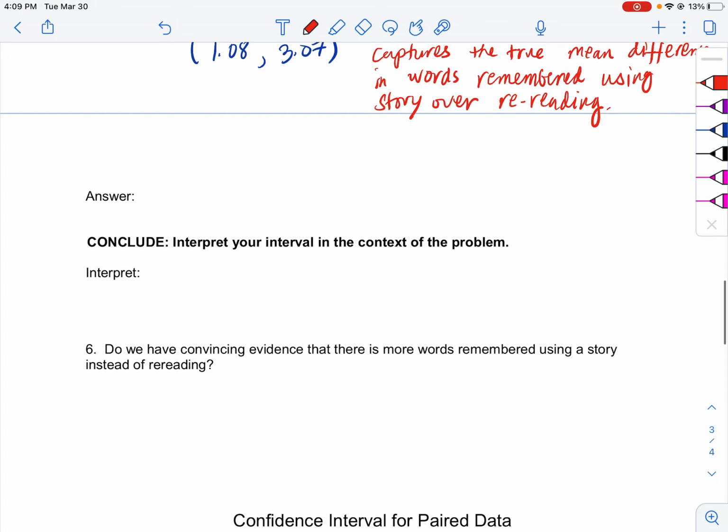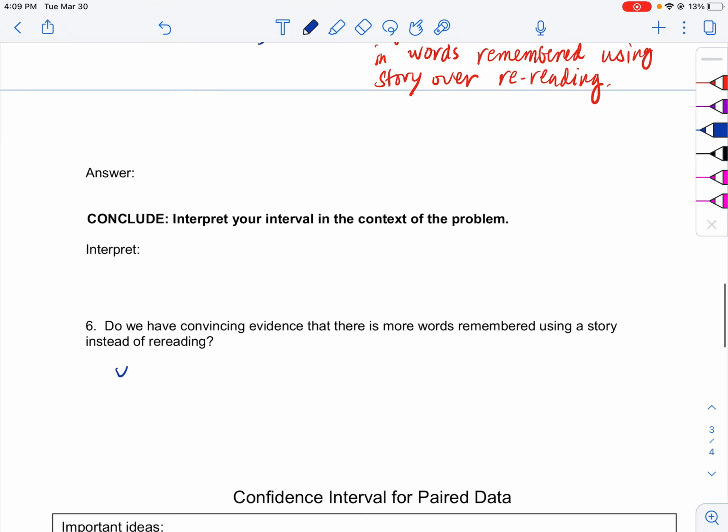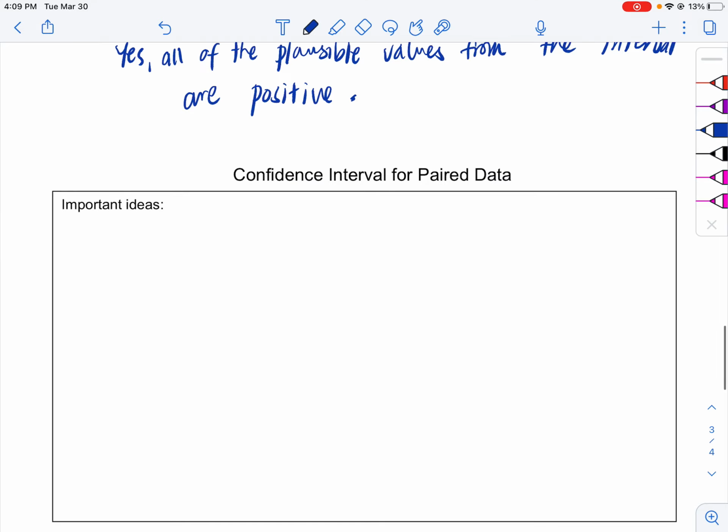Of course, we have that evidence because both of our interval, they're both positive. So, yes, all of the plausible values from the interval are positive. Okay? Or technically, 0 is not contained in our interval. Okay? So, here you go.